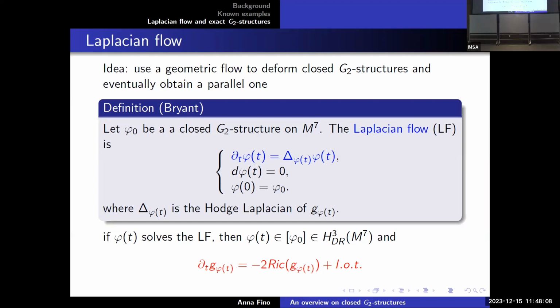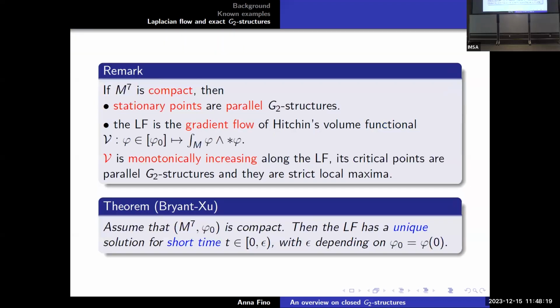If you look at how the metric evolves, you can see that it evolves closely to the usual Ricci flow, but you have an extra term. If the manifold is compact, then the stationary points of the flow are just parallel structures. And this is a very nice feature about this Laplacian flow, because this is the natural flow, the gradient flow of the Hitchin volume functional.